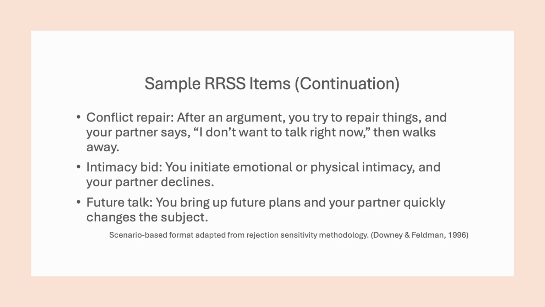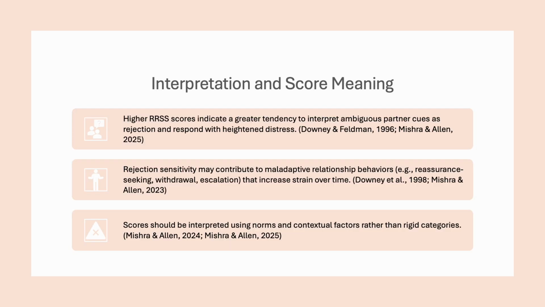These items are intentionally common and not extreme because the goal is to capture how people respond to everyday ambiguity rather than obvious rejection. Across items, the RRSS is trying to measure a stable tendency that shows up in different types of romantic situations. In interpretation, higher RRSS scores indicate a greater tendency to interpret ambiguous partner cues as rejection and respond with distress. This may show up in behaviors like reassurance seeking, withdrawal, overthinking, or escalation during conflict.